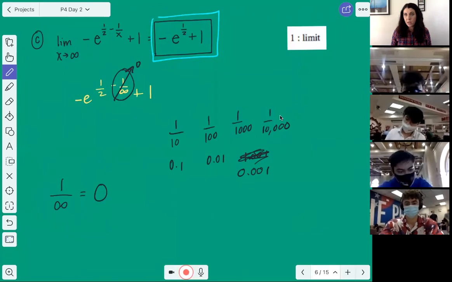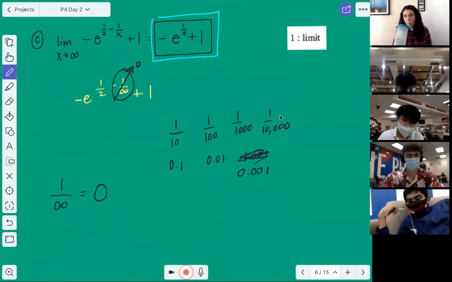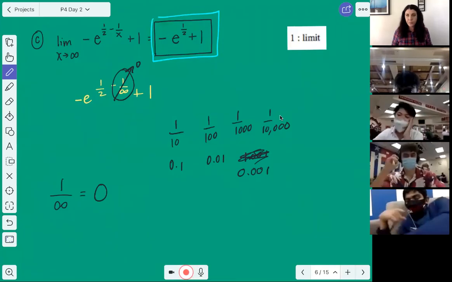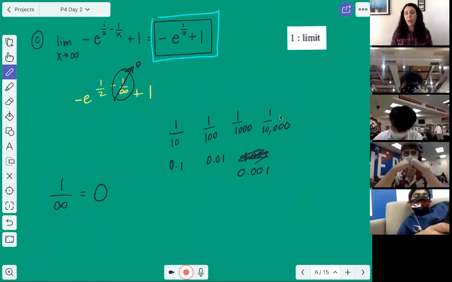Any questions? Ms. Tosher. Yes, sir. For C, let's say the limit was from x approaches negative infinity. Would it just be the same thing? In this one, it would be the same thing. Sometimes if we go to negative infinity, a different thing happens.